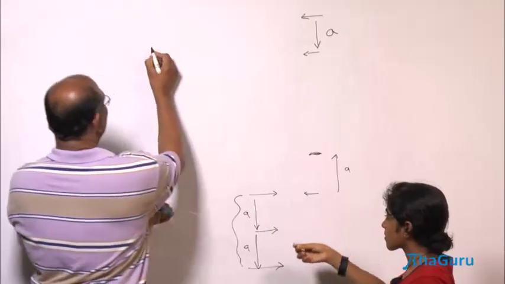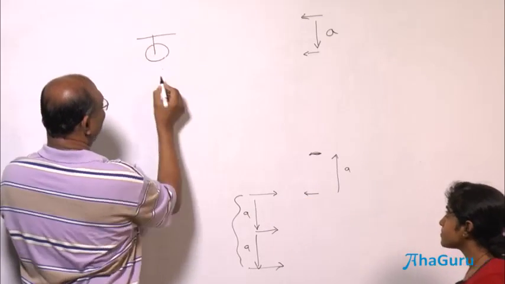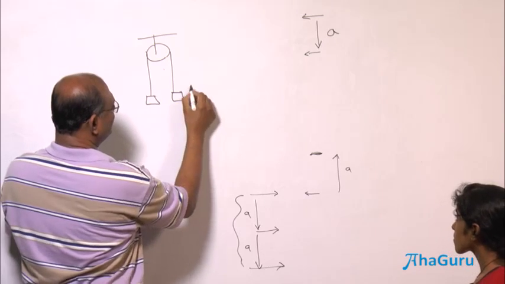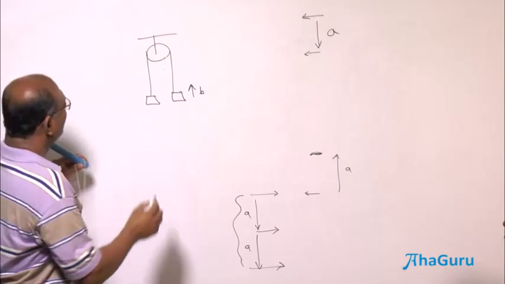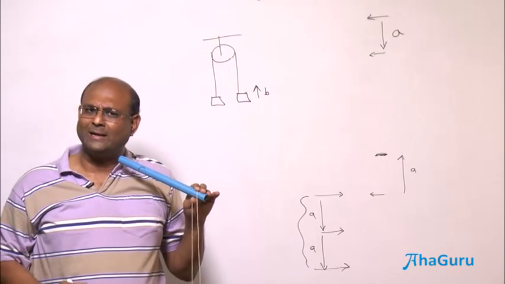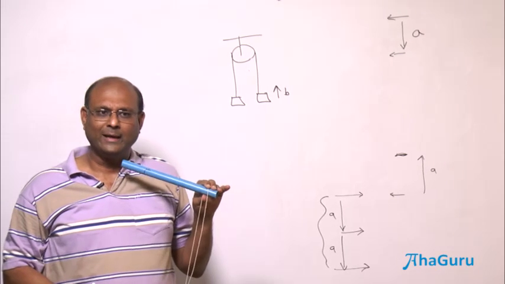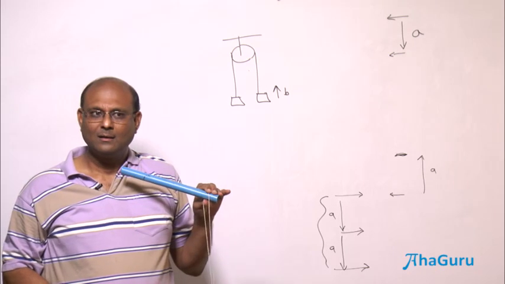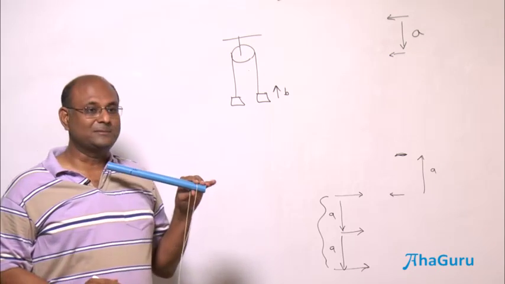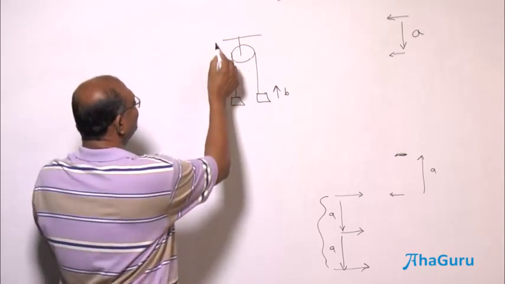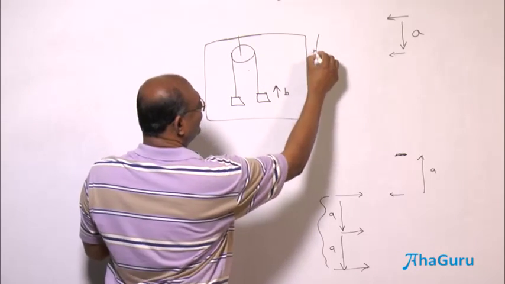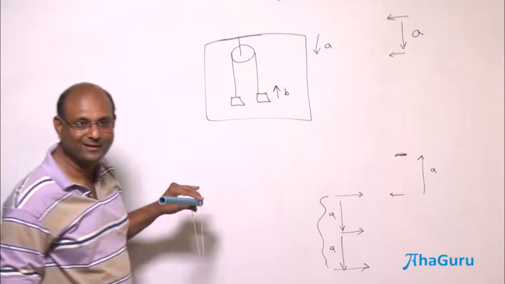So what would that look like? That would look like this object, and I have this object going up B and the pulley going down. What does that mean? Pulley going down A. What kind of problem will have a pulley going down A? Connected to an elastic object. Actually all you have to do is to put this inside a lift. The lift goes down with A, the pulley is going down with A.